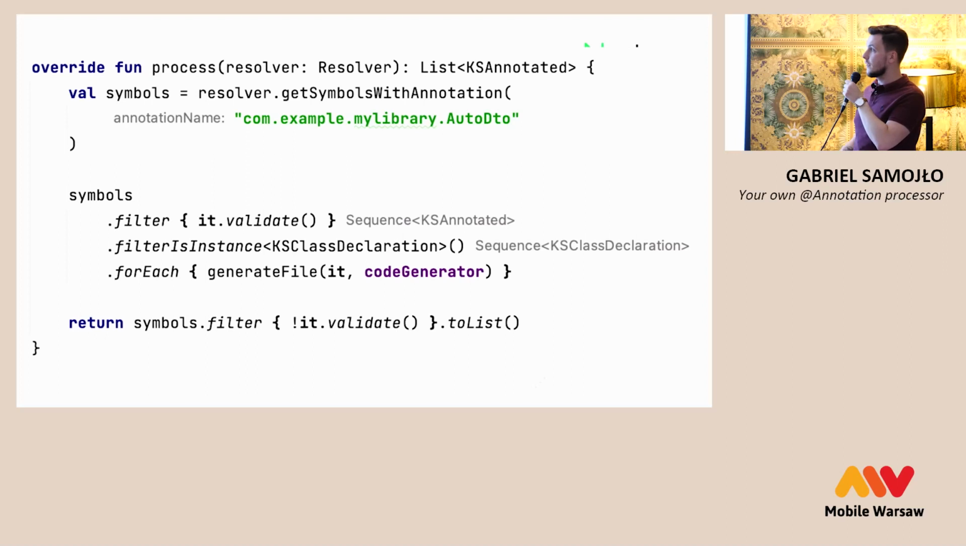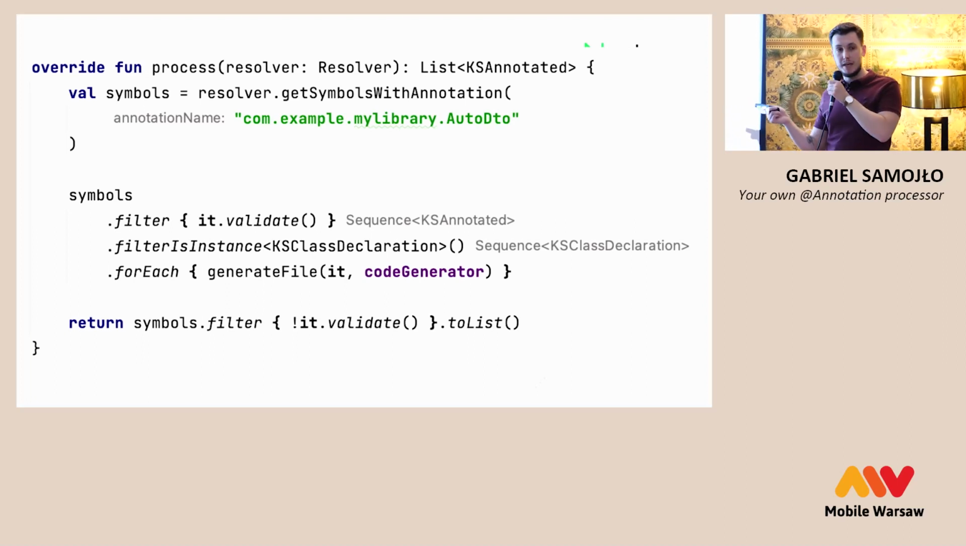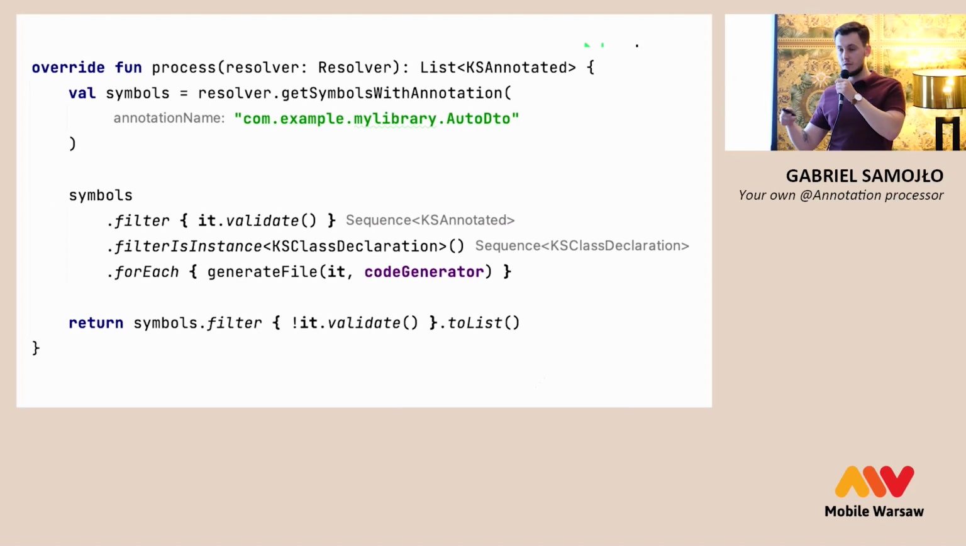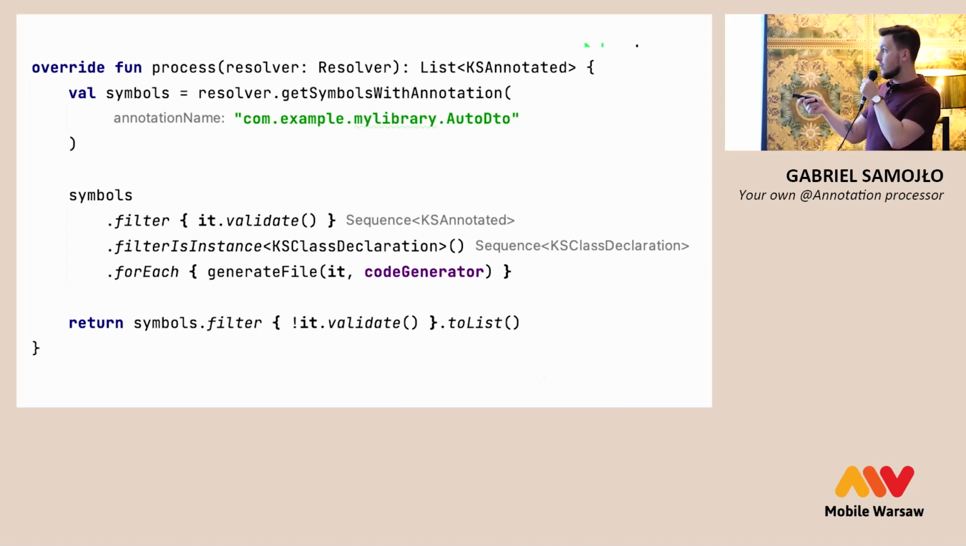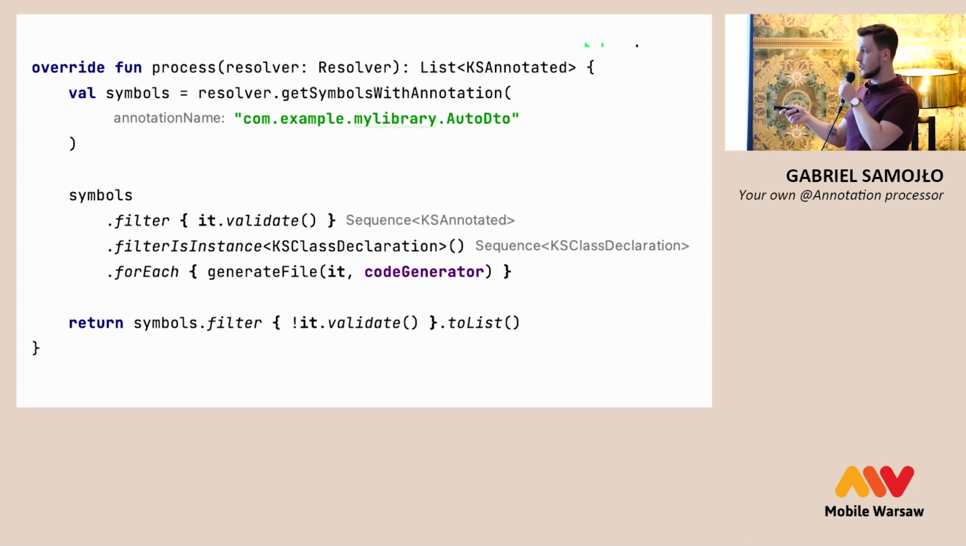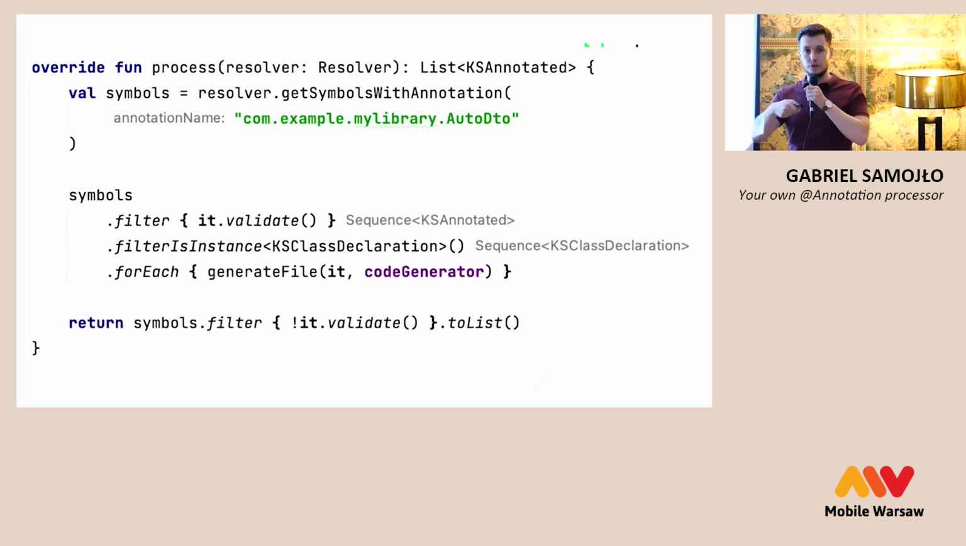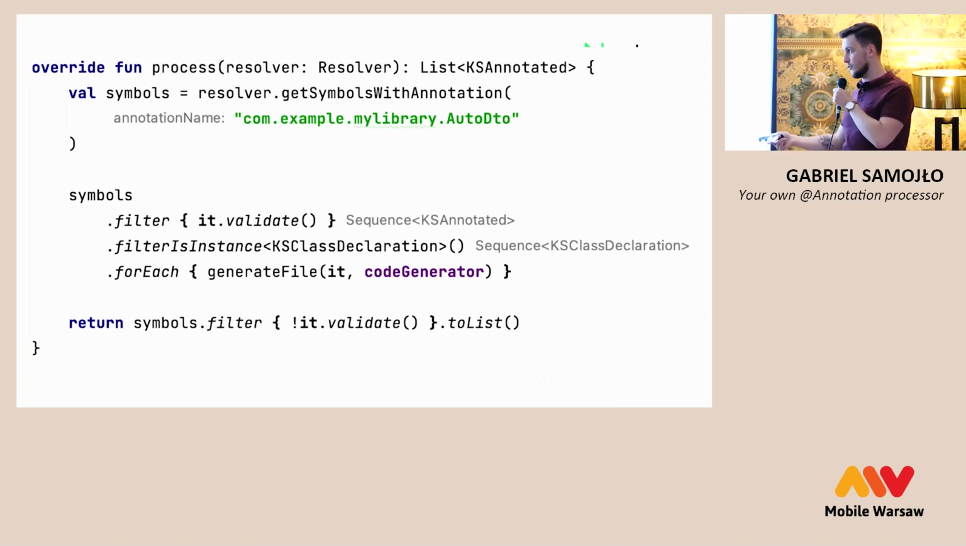So we can filter them by validate ones, so we can be sure that it met the requirement of where this annotation was placed. So in our case, on the class. We are filtering the instances, and for each found annotation, we are gonna generate a file, because we are annotating the file user and want to create the user DTO from it, right?